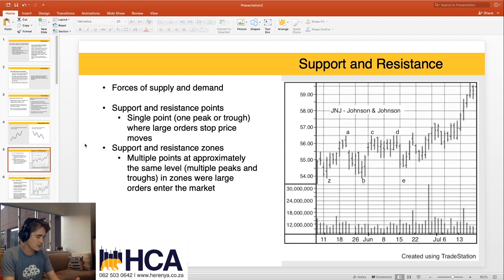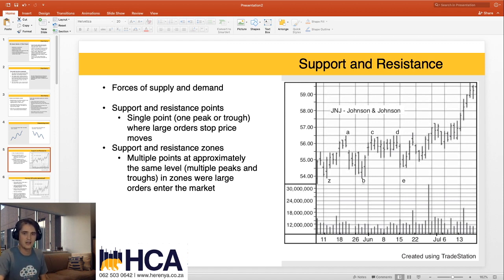We looked at support and resistance, which are basically areas in which supply and demand meet each other. A support or resistance point is a single point where there are a large number of orders or a large number of transactions that take place, and the market can consolidate around those areas or reverse at those areas. A support or resistance level or zone is when multiple of these individual points are at the same sort of average price or range of prices over a period of time.